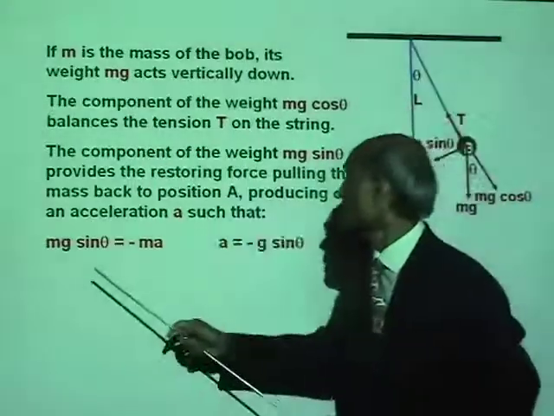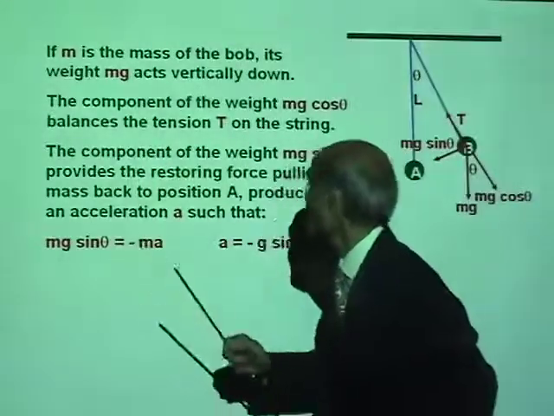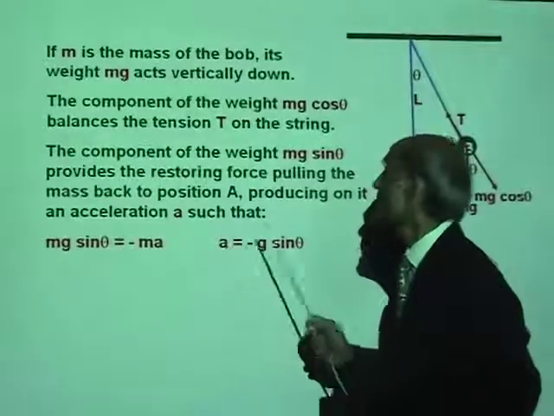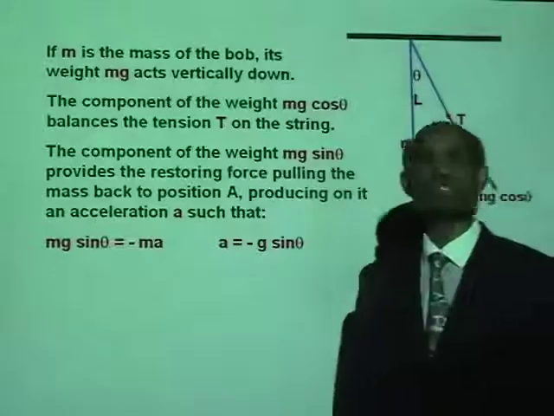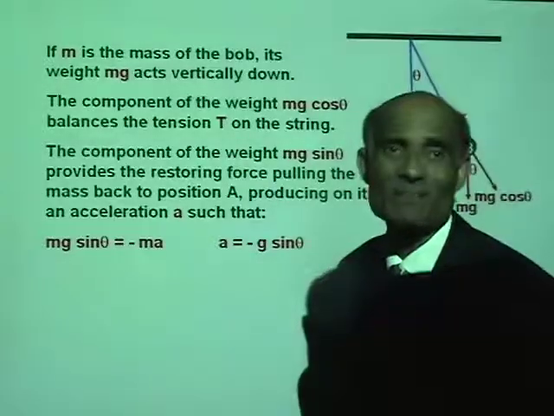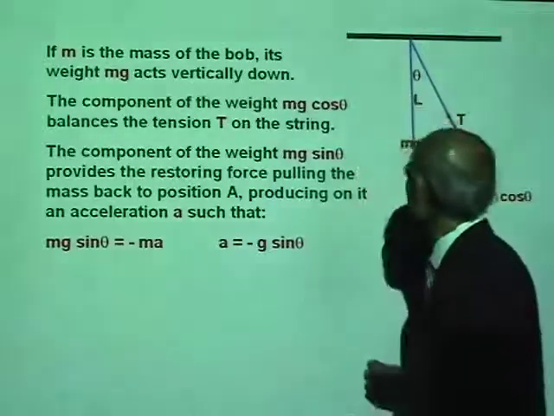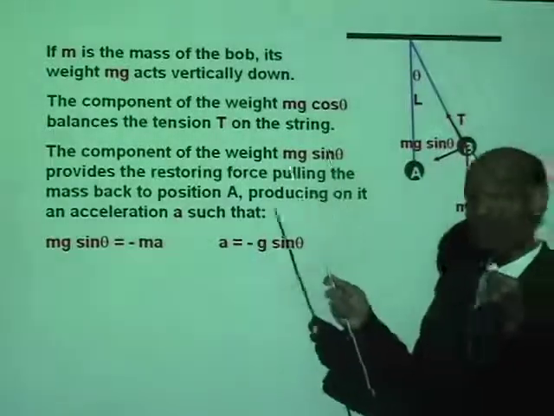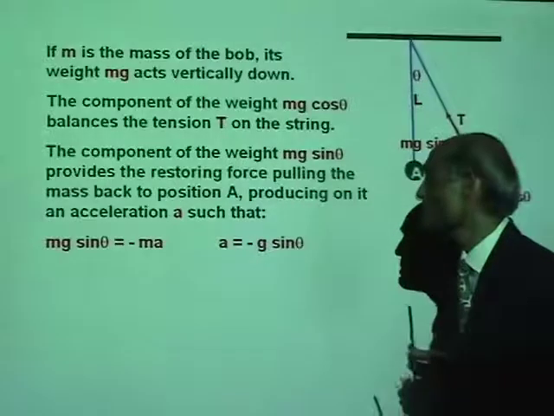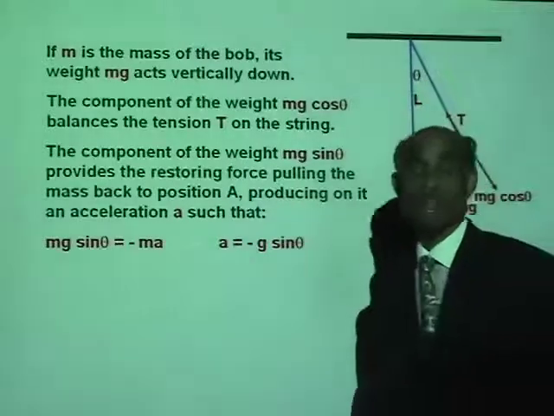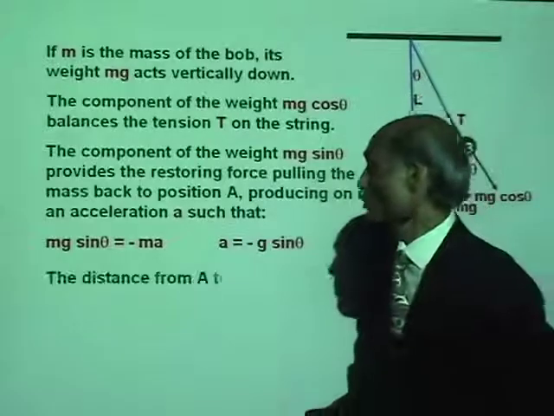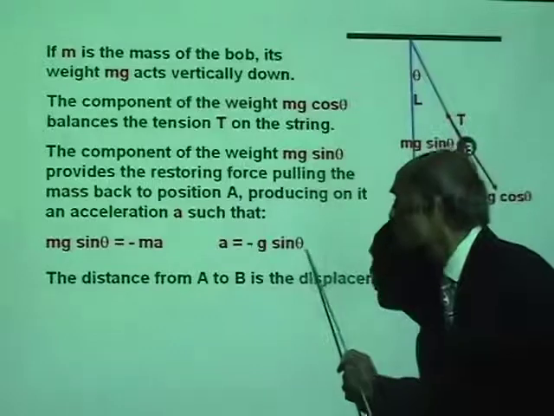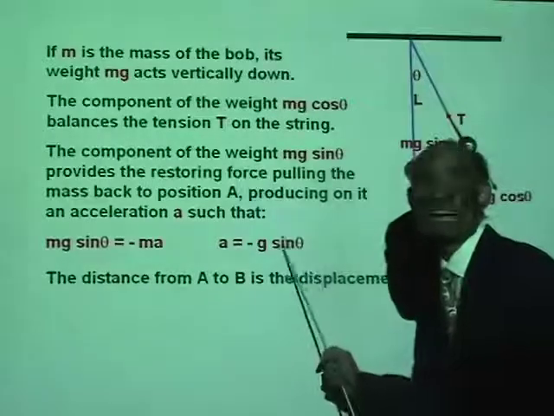Alright, now we can see m and m will cancel, and solving for a gives you a equal to negative g sine theta. This a is the acceleration produced on the pendulum bob by the restoring force. So a equal to negative g sine theta. Well, let's now get a reasonable approximation for this sine theta.